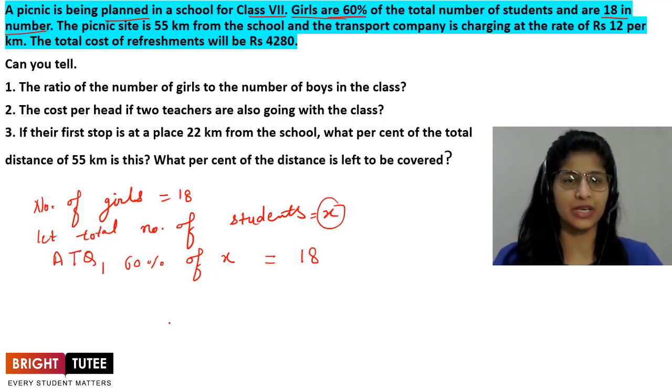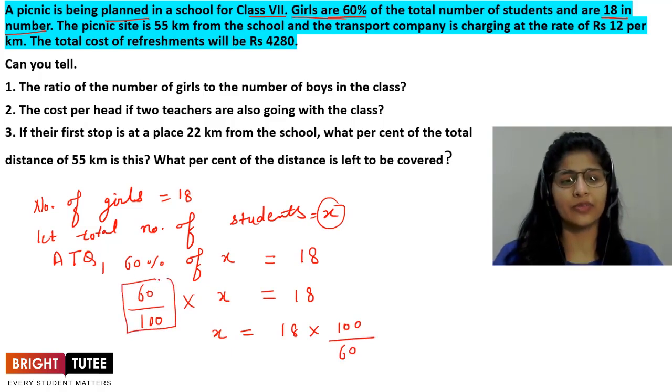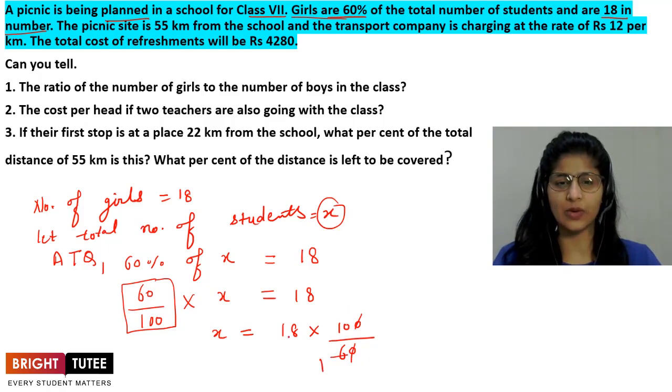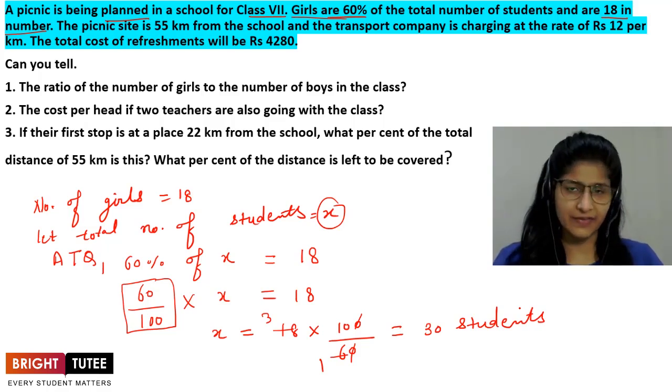So let us first find the total number of students. 60 upon 100, when you remove the percentage sign, you write 100. Of means multiplication, X equals 18. Now you will write X equals 18 into 100 divided by 60. When you transpose a fraction term to the other side, it gets reciprocal. Cancelling the zeros, 6 ones are 6, 6 threes are 18. So we get 3 into 10, that is 30. So how many total students do we have in class 7th? We have 30 students.